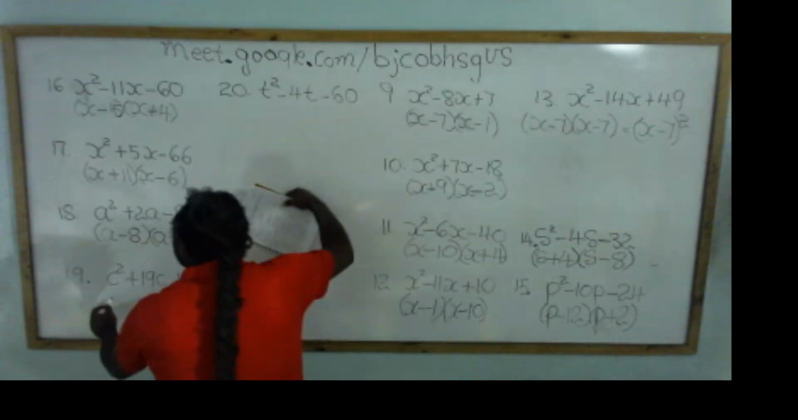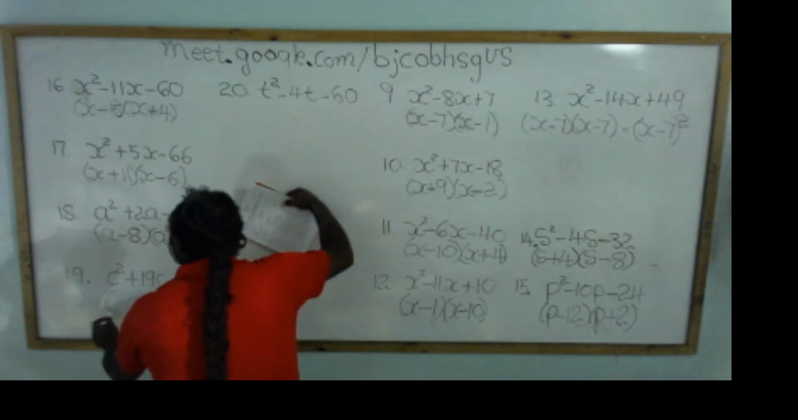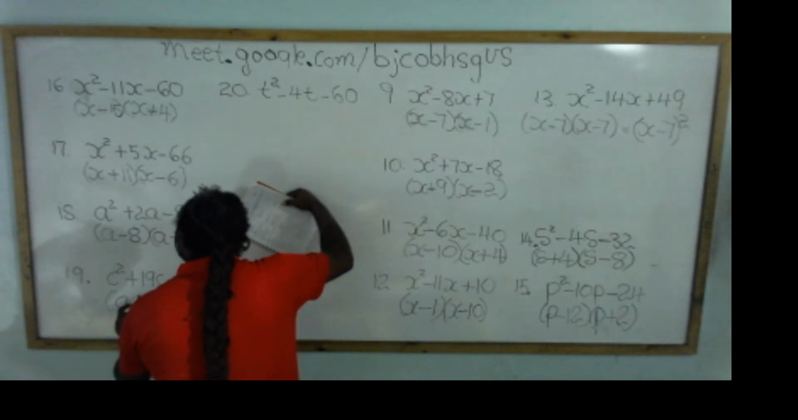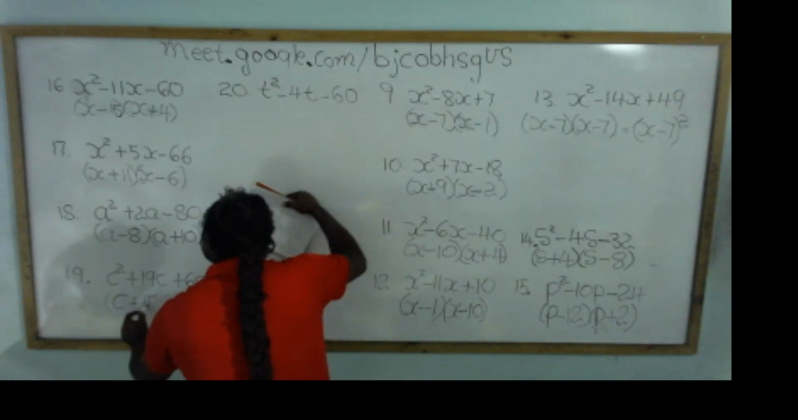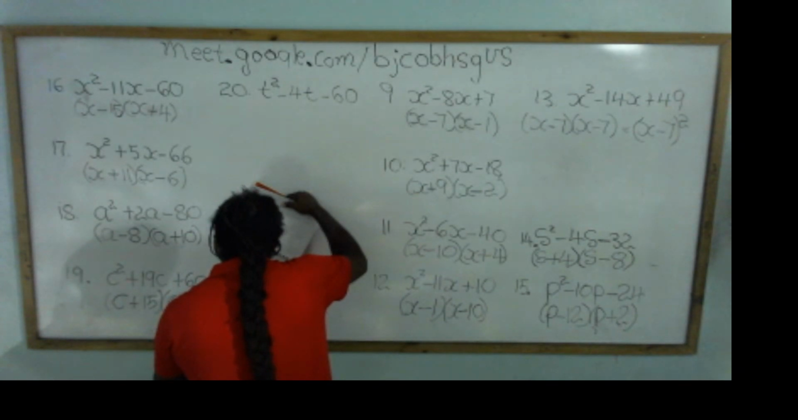So we're going to have what? C plus, is it C? Yes, it's C. And I said C and write A. All right, let's go. C plus 15 with C plus 4. Nice.